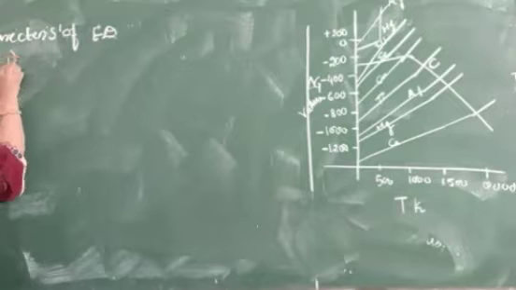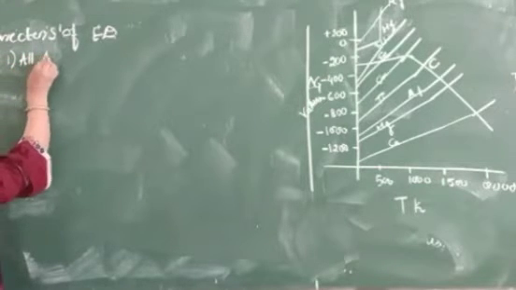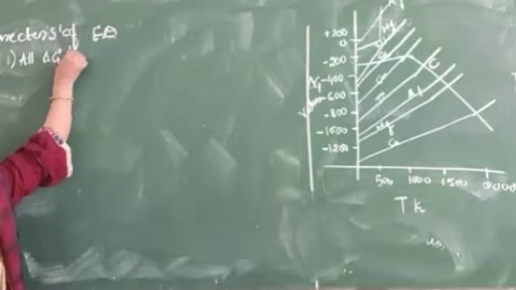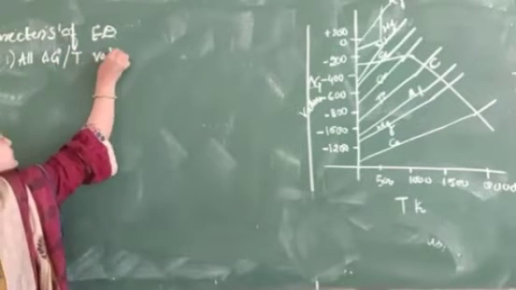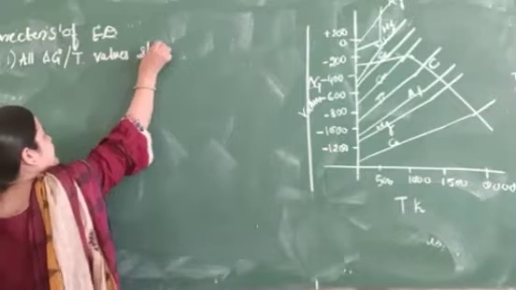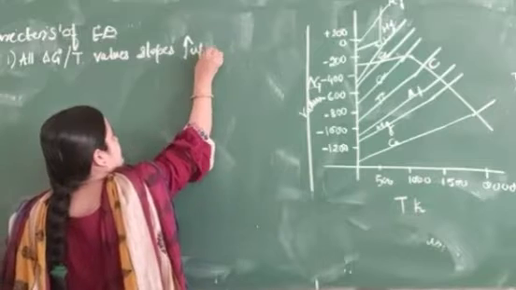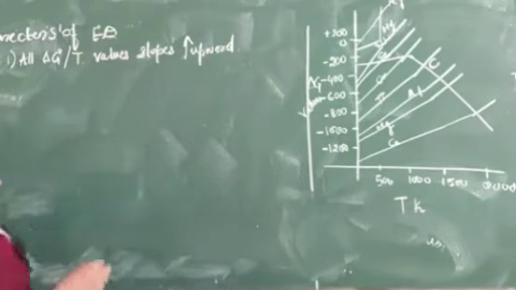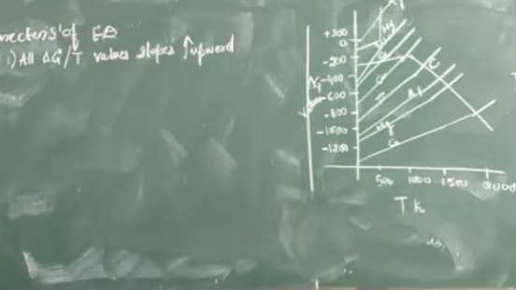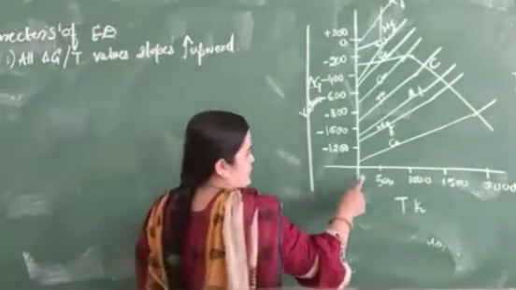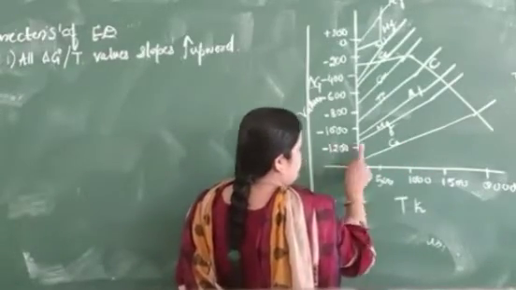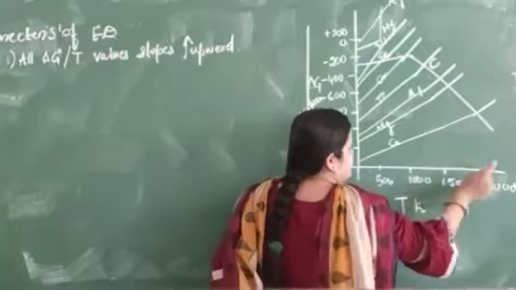In that first characteristic, all delta G naught versus T values, the slopes which are there, can be moved in the upward direction, except C. Delta G naught becomes less and less negative with increasing temperature. Here what will happen? It will become less and less negative as the temperature increases.